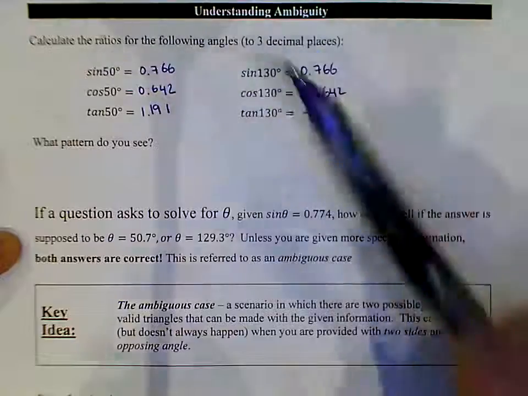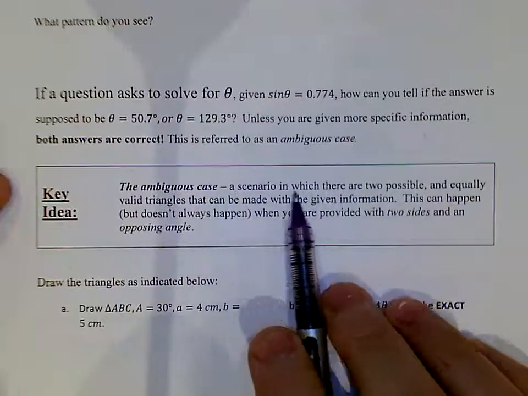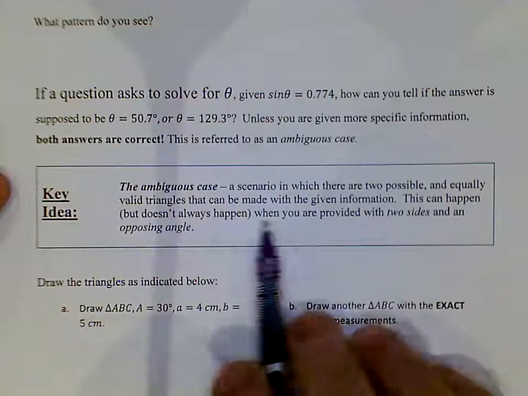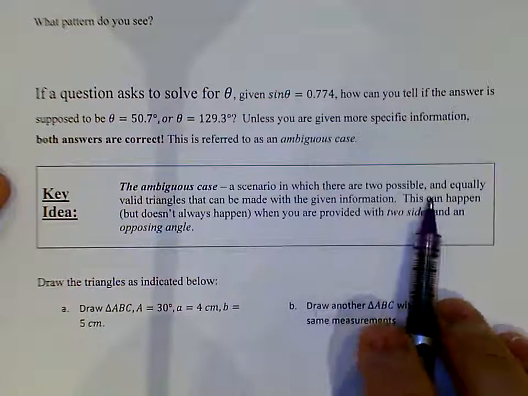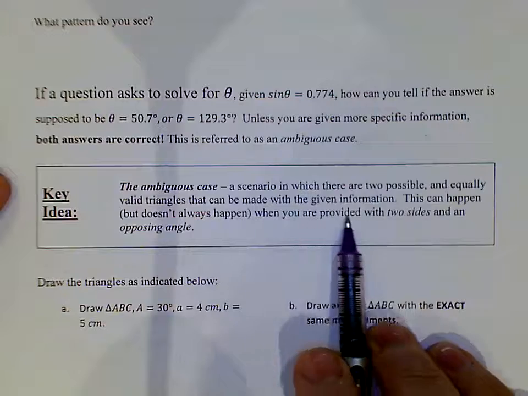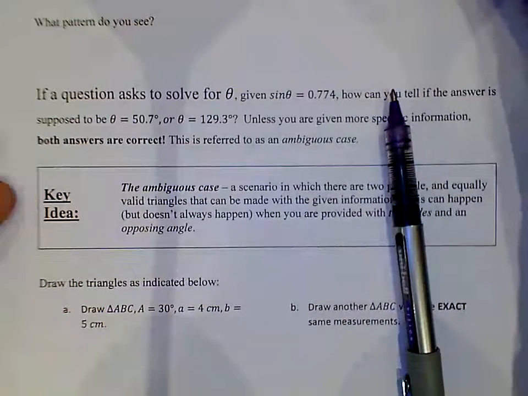So let's look at the key idea down here. It says the ambiguous case is a scenario in which there are two possible and equally valid triangles that can be made with the given information. This can happen, but doesn't always happen, when you are provided with two sides and an opposite angle.